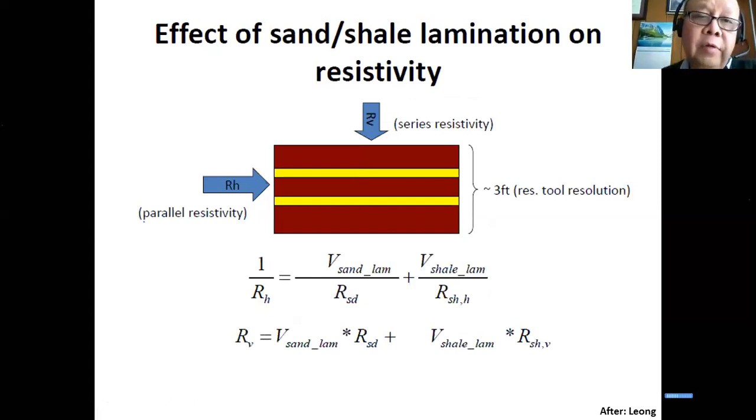What is the effect of the sand and shale lamination on resistivity? We have covered that before already. So the RH, which is measured in the horizontal direction, is a combination of all these layers, and it's represented as the resistivities in parallel. Whereas the vertical resistivity, because the current has to go across all of these bodies here, is a resistivity in series. This is a series resistivity equation, if you remember your high school physics.